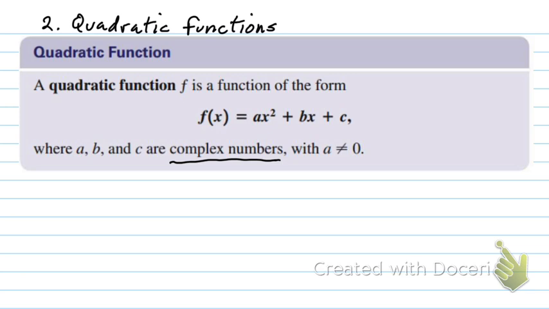The restriction is A can't be 0. Because if A were 0, what would happen? That'd be 0 times x squared. That term would go away. It wouldn't be quadratic anymore. It'd be linear, right? And if B were 0, then I'd just be down to that horizontal line thing.